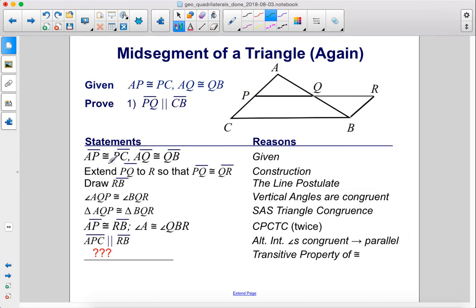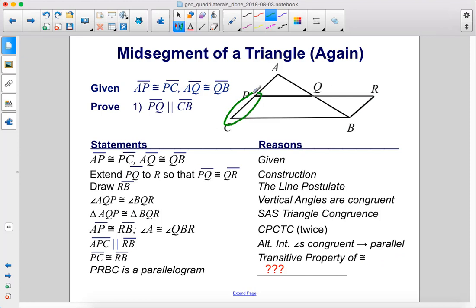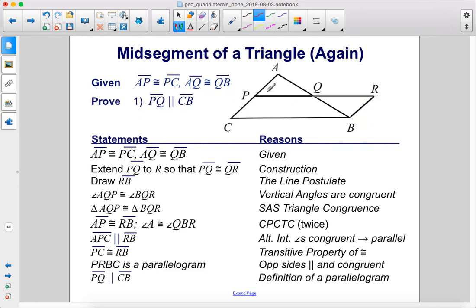Since AP is congruent to PC, and AP is also congruent to RB, that means that PC is congruent to RB because of the transitive property of congruence. Since these opposite sides here and here are parallel and congruent, that means that PRBC is a parallelogram. Since PRBC is a parallelogram, we know that the sides PQ and CB are also parallel because that's the definition of a parallelogram.